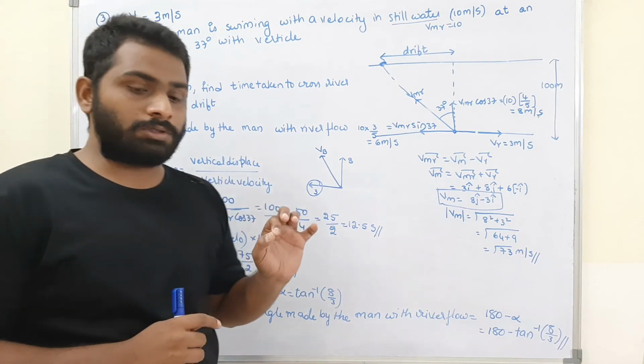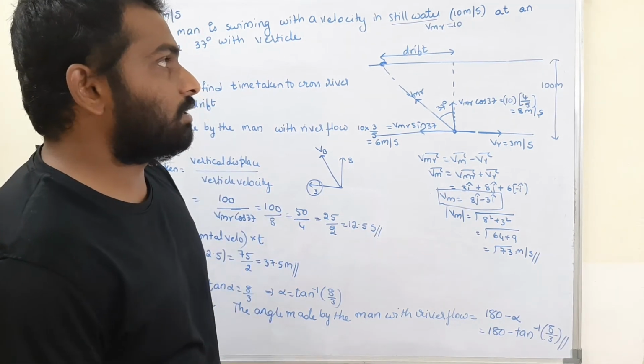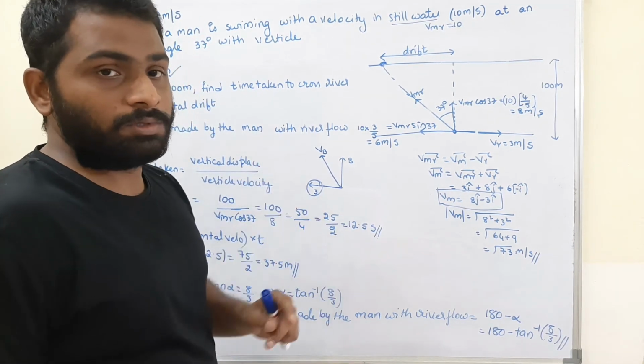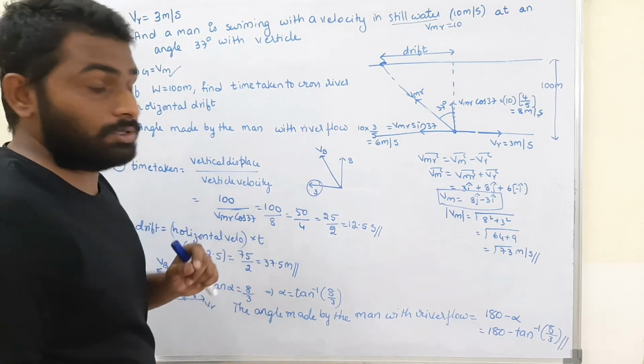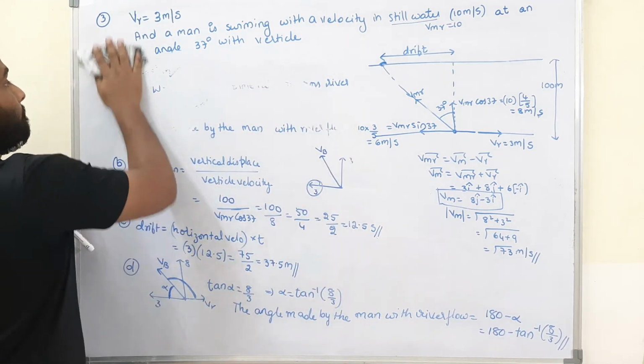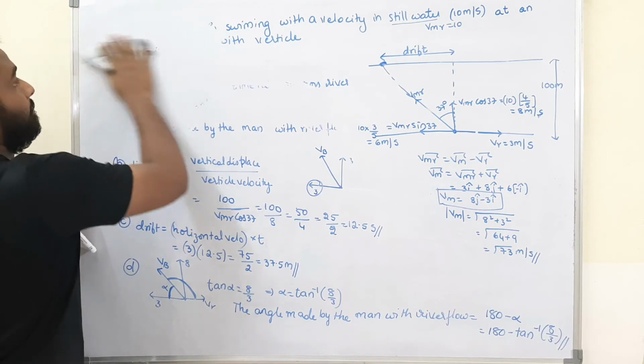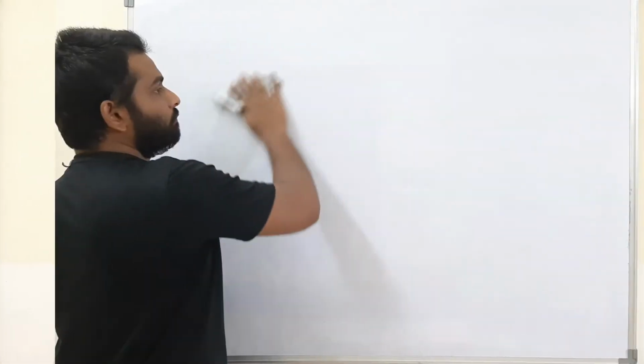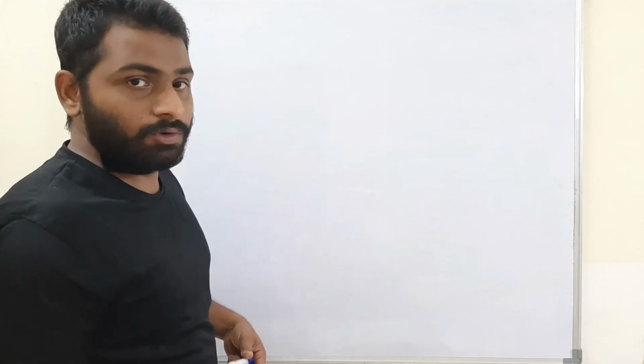Very, very important question. Okay, now we will see the last question in this relative motion boat river problems. These are also very important questions. Now see the last question, that is the fourth question.